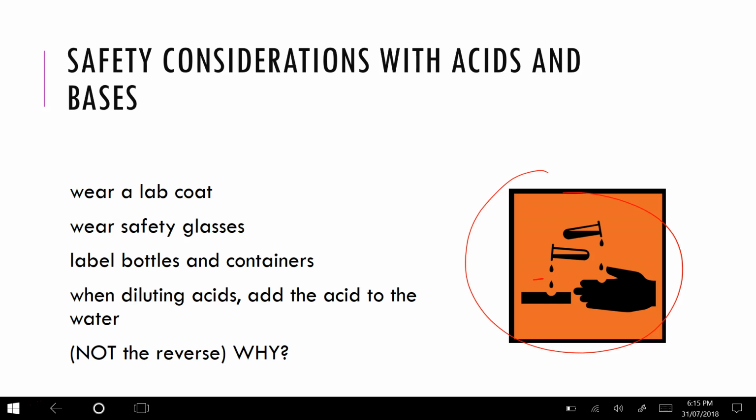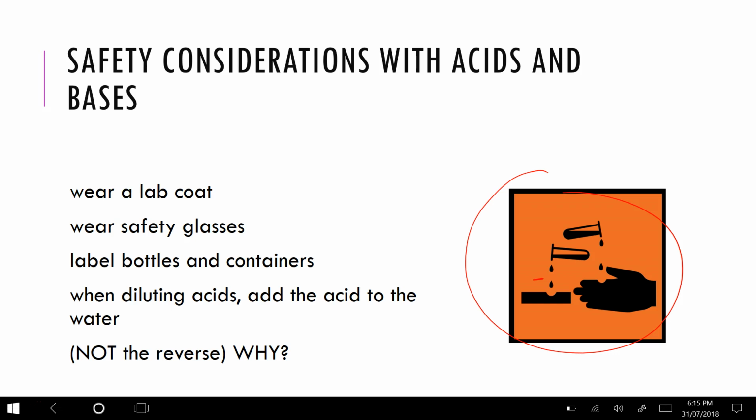When we dilute acids, we have to add the acid to the water. So have a go, pause the video, think about why that might be. It's relevant to the topic we just finished, and then start the video again once you've written down your answer. Right, hopefully you had a go and you didn't just let the video run.